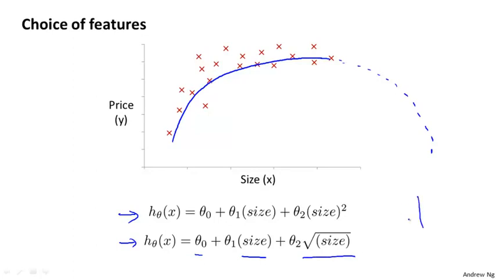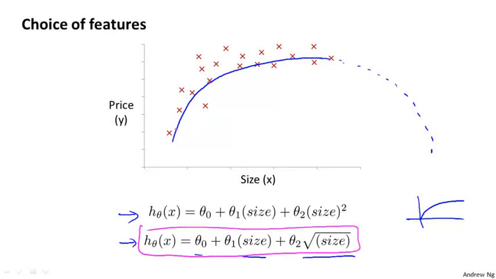So the square root function is this sort of function, and maybe there will be some value of theta 1, theta 2, theta 3 that will let you take this model and fit a curve that looks like that, and goes up but sort of flattens out a bit and doesn't ever come back down. And so by having insight into the shape of the square root function, and into the shape of the data, by choosing different features, you can sometimes get better models.